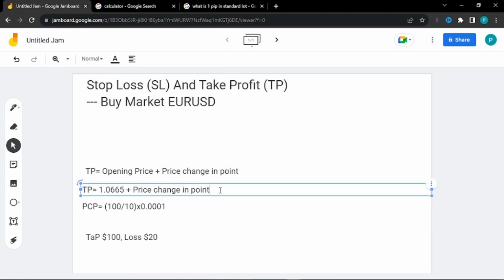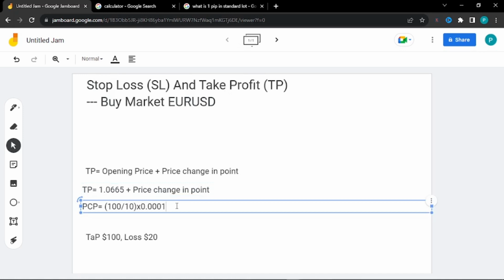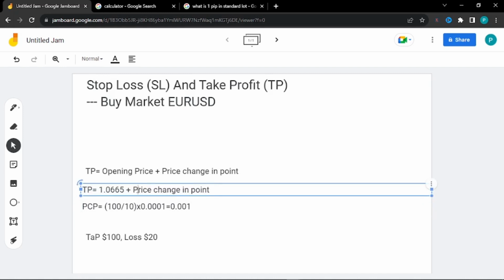So now here, let's put it: price change in points equals 0.001. Now over here, we need to put it into this equation. So now this is your take. The answer you get here is where you're actually going to put your take profit.